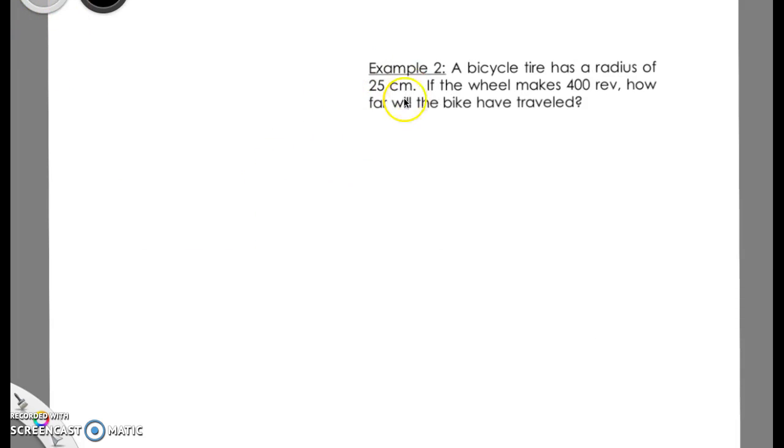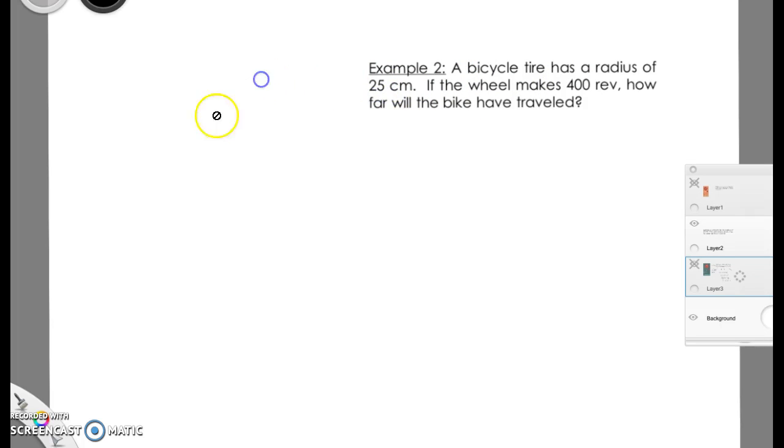Now we have a second example to use that equation again. You have a bicycle tire. We know its radius is 25 centimeters, and we know that the wheel is going to make 400 revolutions. The question is, how far will the bike have traveled if it's going to rotate 400 times? We use the same equation that allows us to relate angular displacement and distance to the radius, but I'm going to let you guys go ahead and do the rest of it real quick.